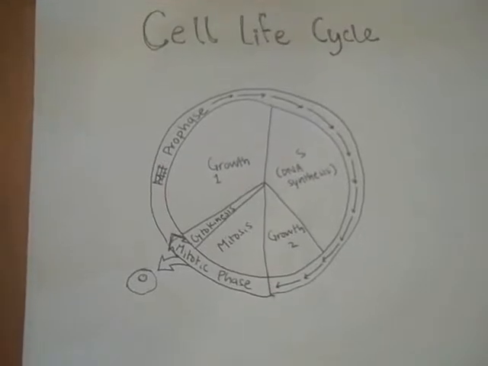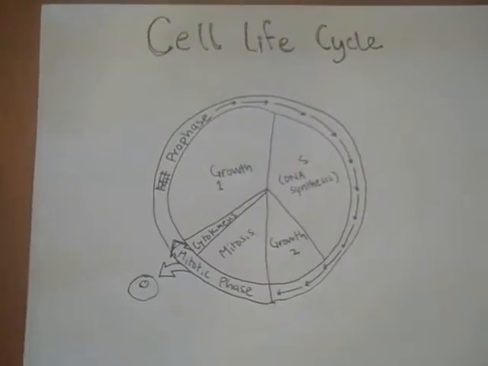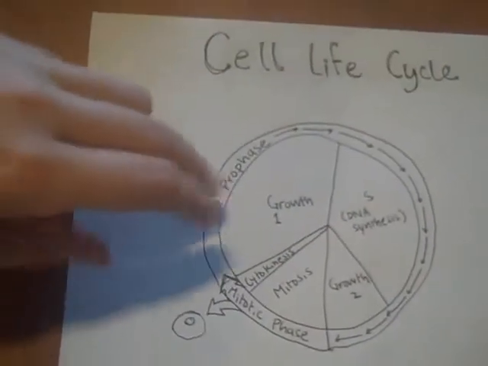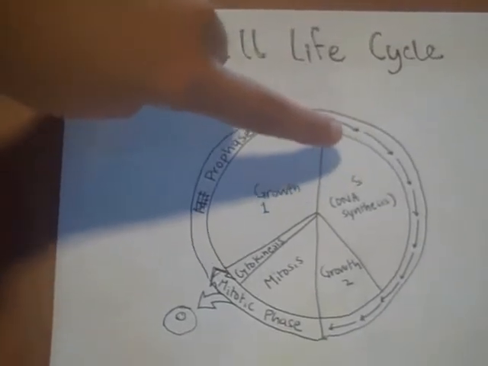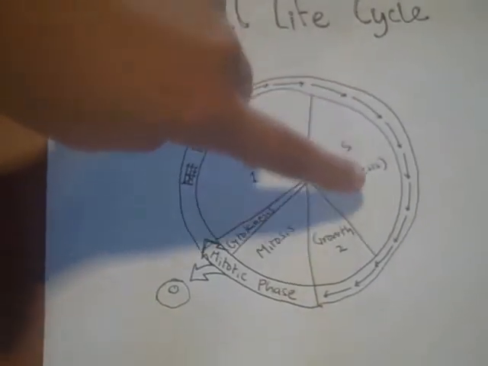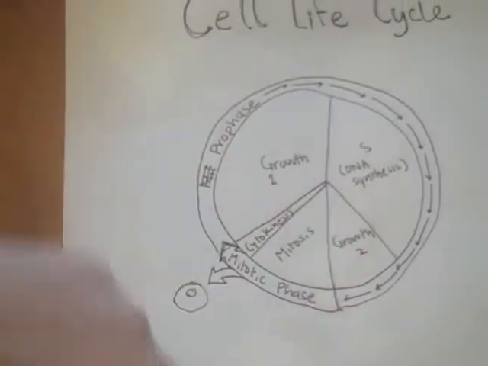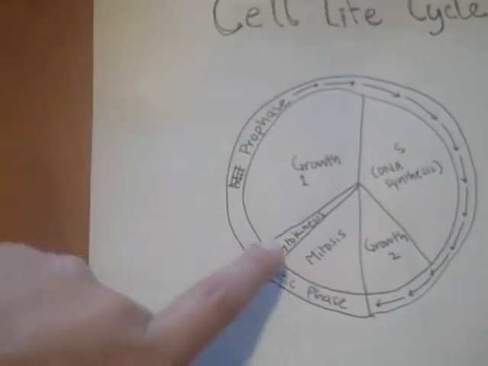This is the cell life cycle. Interphase takes up most of the cell life cycle. Growth 1 happens first, then synthesis, where DNA synthesizes, then growth 2, and then the mitotic phase happens, where mitosis and cytokinesis occur.